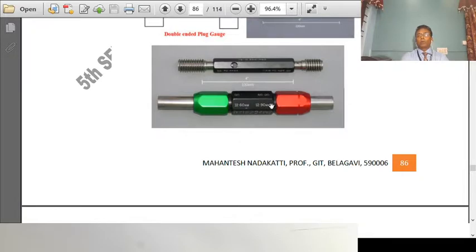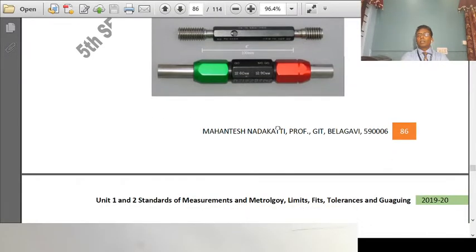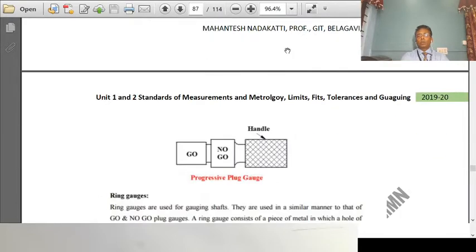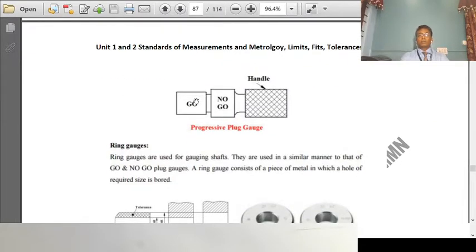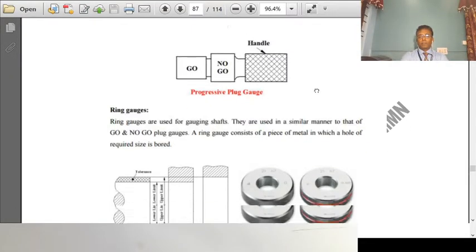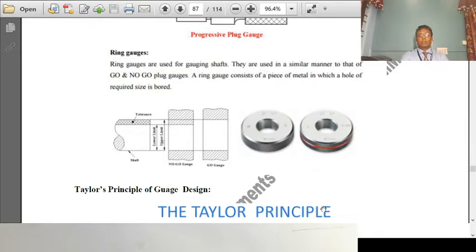Both go and no go are embedded in one, which is possible in the case of plug gauges. But for ring gauges, there is only one possibility. It is a ring, either a go gauge or a no go gauge. This is a screw pitch gauge. One side is go and another side is no go. And can you see this? One single plug, this plug gauge. This is a go gauge. It should pass through, and then again the no go gauge, if it passes, the hole gets rejected. Ring gauge.